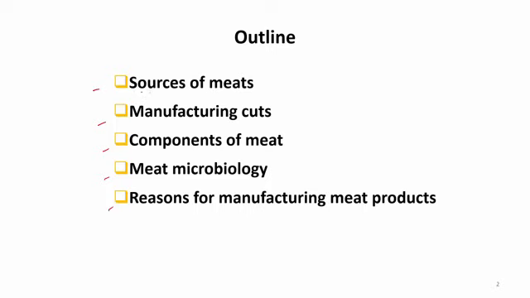The first one is sources of meat. From where do we have meat for human consumption? And we look at manufacturing cuts, có nghĩa là pha lóc thịt. So how we cut a carcass into different parts before selling or before consumption.